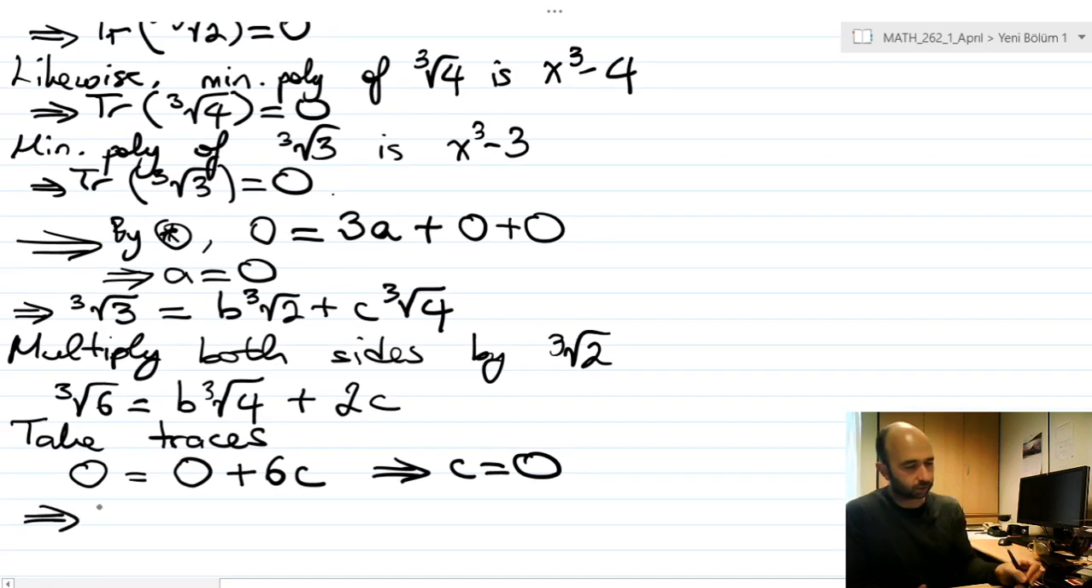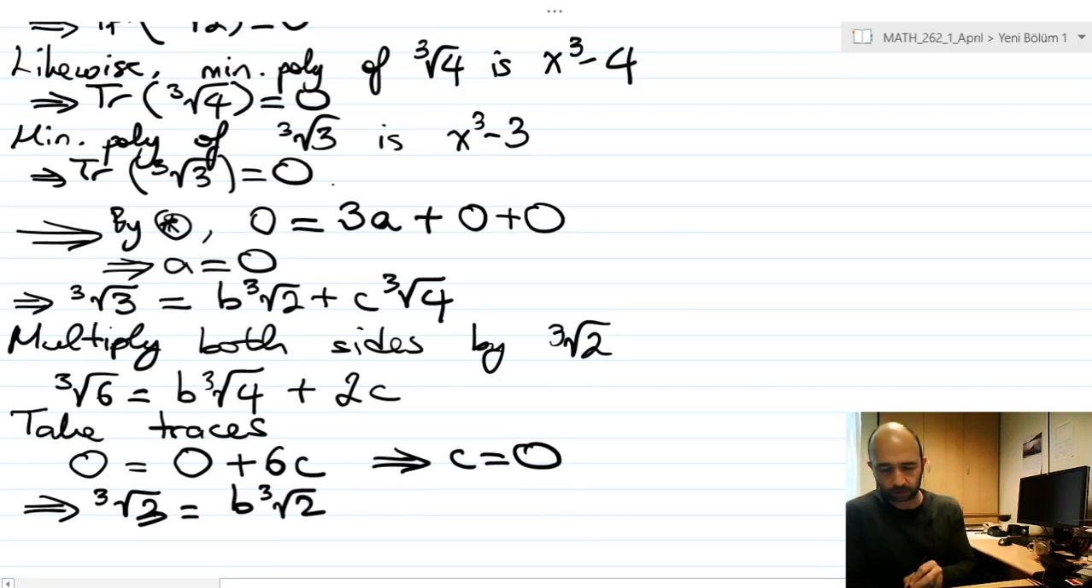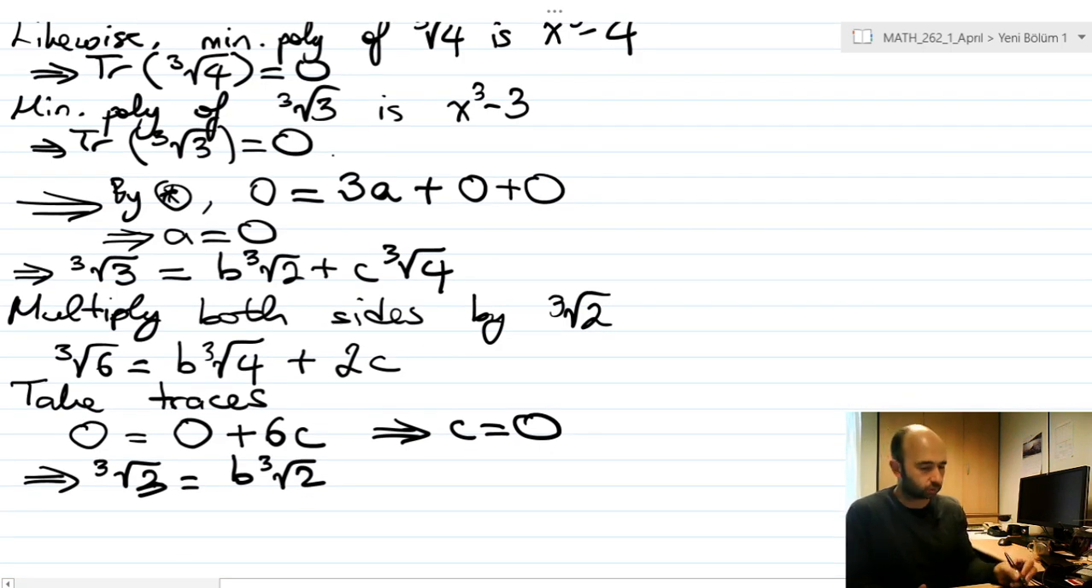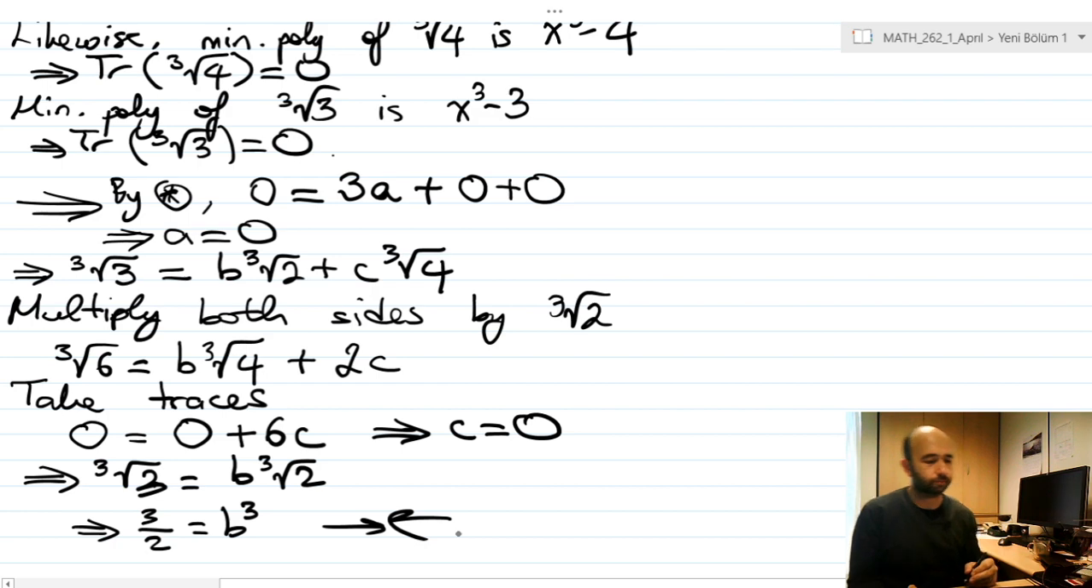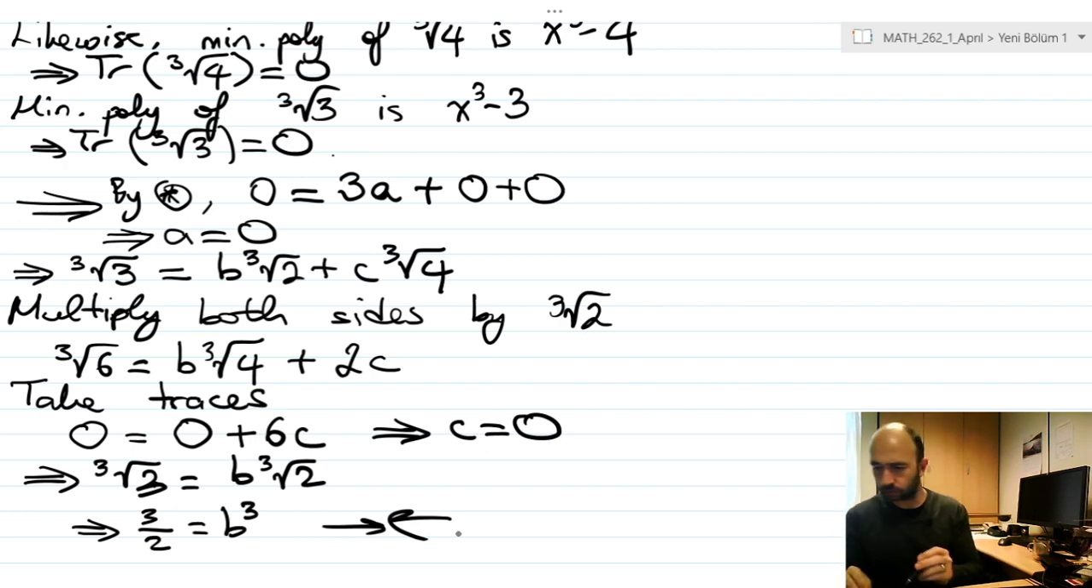If you go back to star, that's going to give you cube root 3 equals b cube root 2. But I mean, you can see, by trace or otherwise, maybe easier is 3 over 2 equals b cubed, where b is rational, and that's definitely a contradiction. So this shows that, with the use of traces, you are kind of linearizing the problem, and you don't have to deal with complicated cubic equations to make this deduction. Okay, let's do something else.